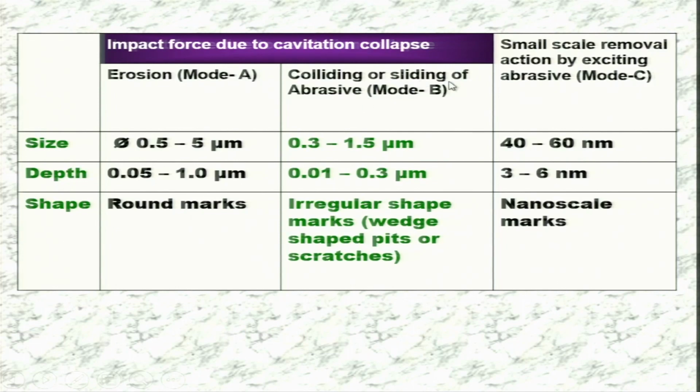In colliding or sliding of abrasive, mode B, the size can be 0.3 to 1.5 micron, depth can be 0.01 to 0.3 micron, as you can see, it is smaller than A. Irregular shape marks, wedge shaped pits or scratches, and small scale removal action by exciting abrasive, mode C. Yes, this is smaller than this even.